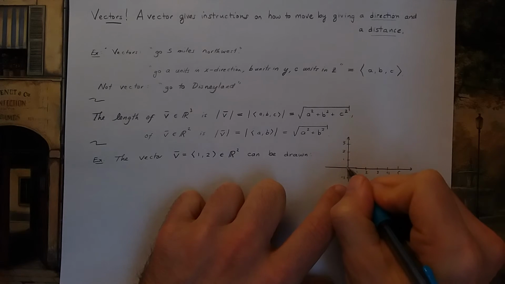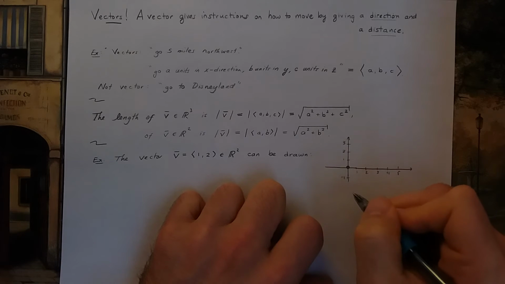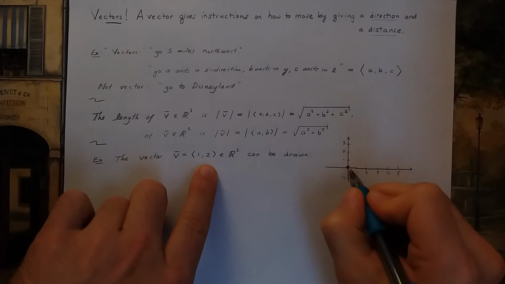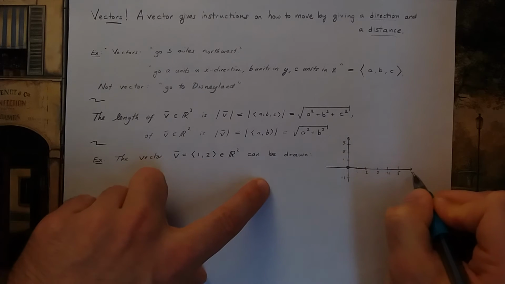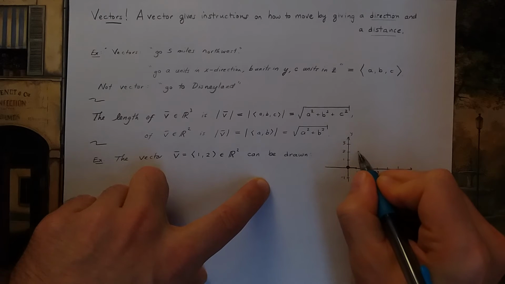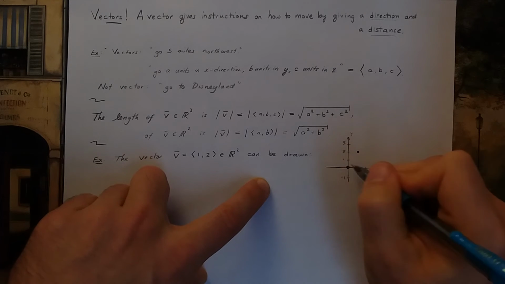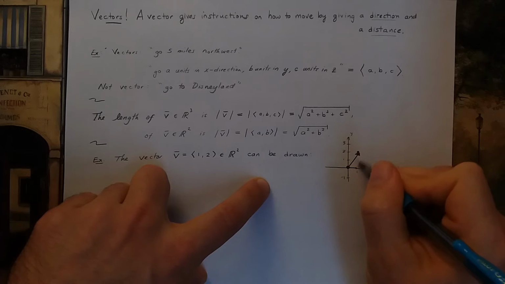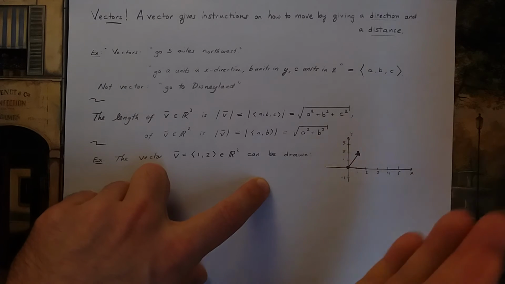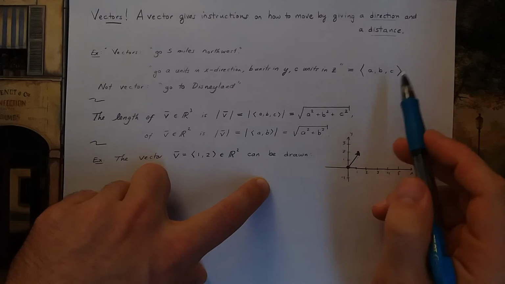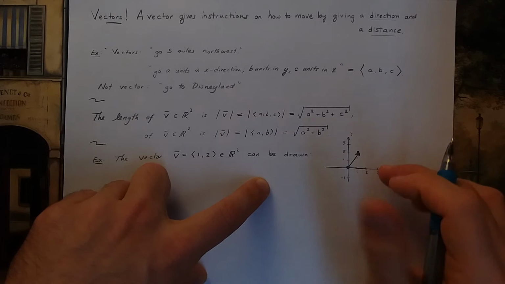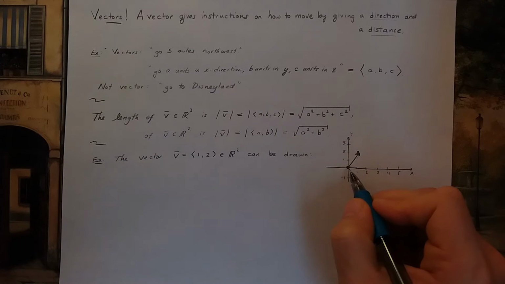So let's say I happen to be standing at 0, 0. If I happen to be at position 0, 0, the vector 1, 2 says, take 1 step in the x direction and 2 steps in the y direction, landing here. So I could draw an arrow that starts at 0, 0 and ends at 1, 2. This arrow points me in the direction that I need to move. This arrow gives a direction and it gives me a distance, a length. That's if I'm standing at 0, 0.